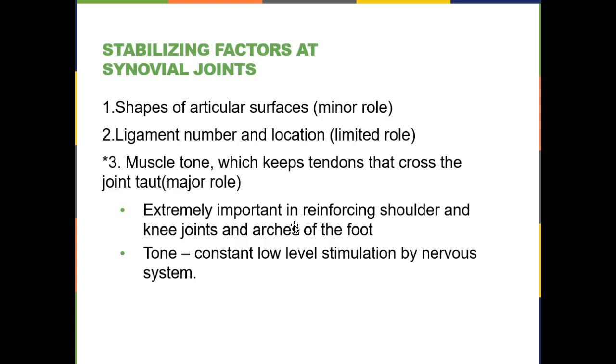Then, before we get into the individual joints, we want to know what it is about synovial joints that keeps them stable or keeps them from becoming dislocated or misaligned. And they are listed in order of their importance. So one is the shape of the articular surface.